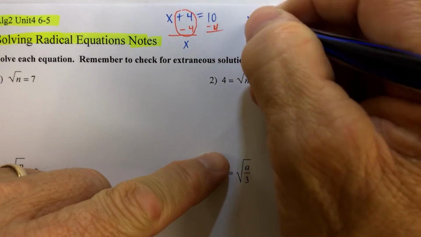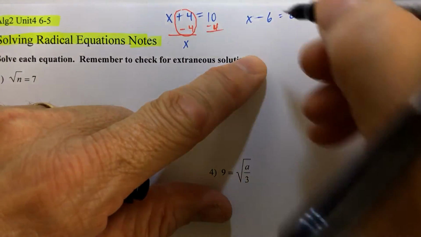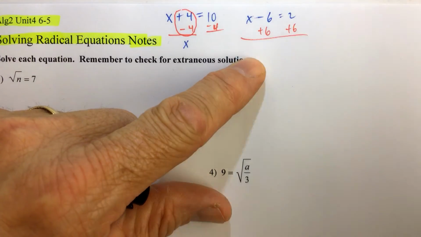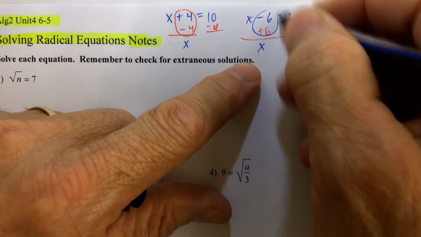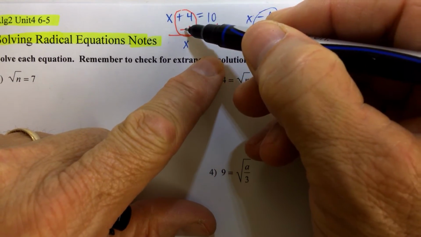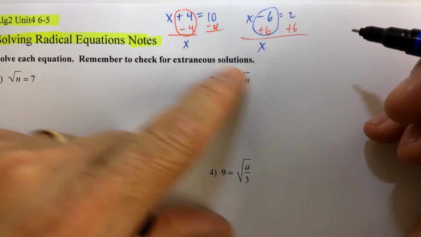If you have subtraction, x minus 6 equals 2, then in order to get the x by itself, you're going to add 6 to both sides. So when you look at this, you get the x by itself because these guys cancel out. Notice that whenever you see addition, you see subtraction. Whenever you see subtraction, you see addition. So addition and subtraction go together.